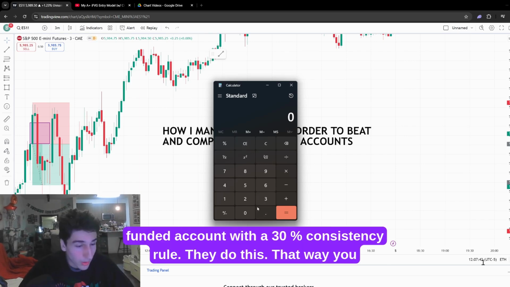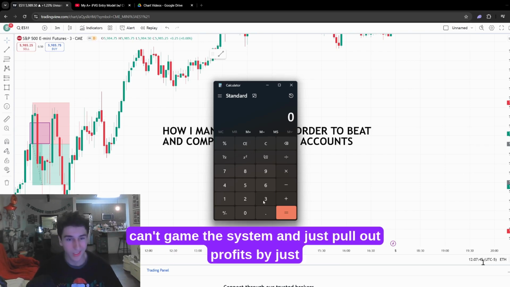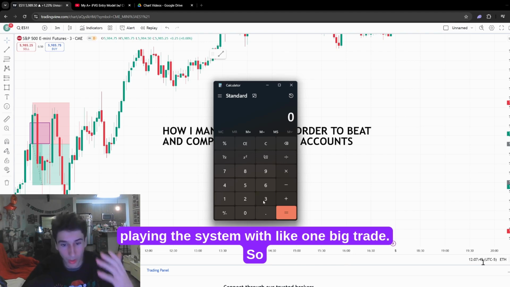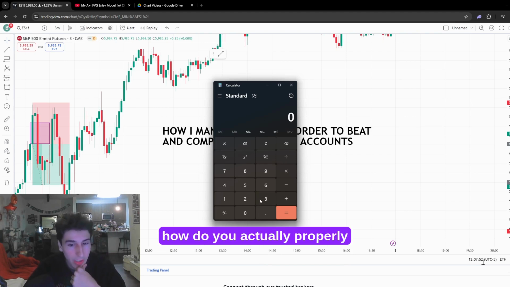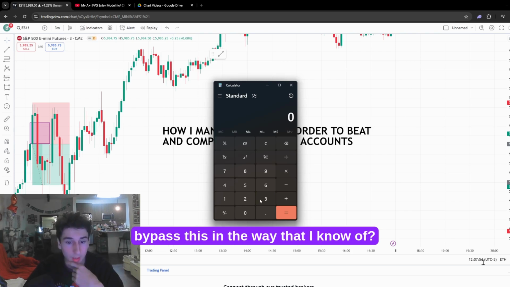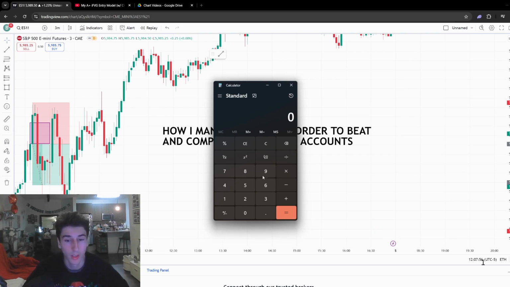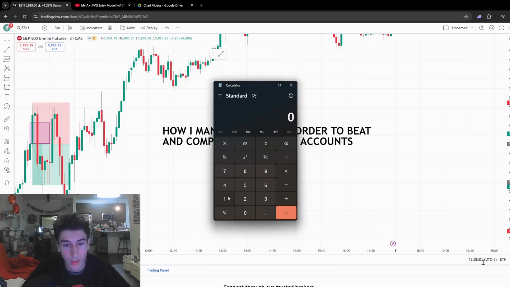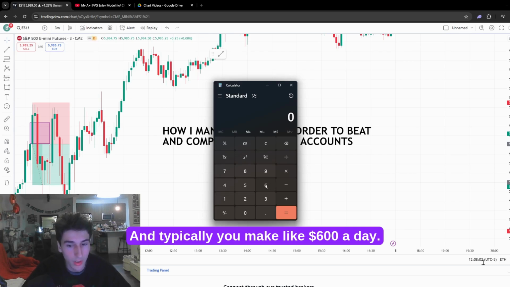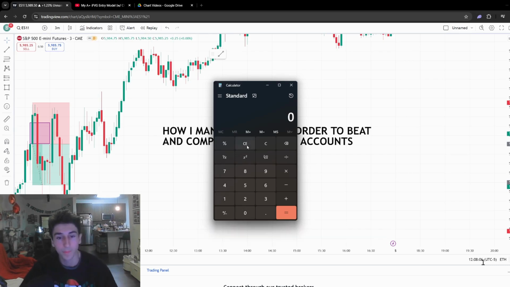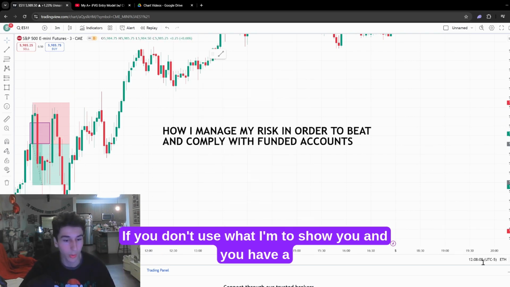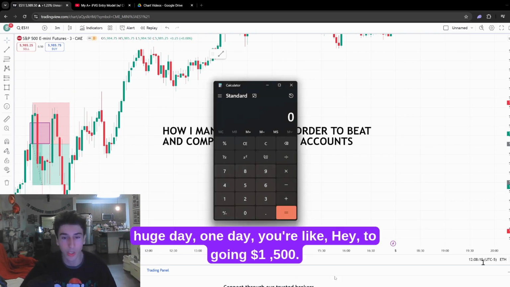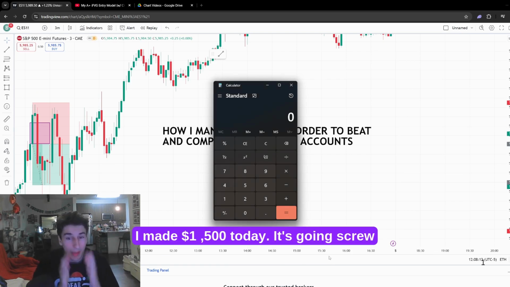A funded account with a 30% consistency rule, they do this so you can't just game the system and pull out profits with one big trade. So how do you properly bypass this, in the way that I know of? Let's say you're doing a 30% consistency rule funded account challenge, and typically you make like $600 a day. If you don't use what I'm about to show you and you have a huge day one day, you're like, damn, I made $1,500 today. It's going to screw you.